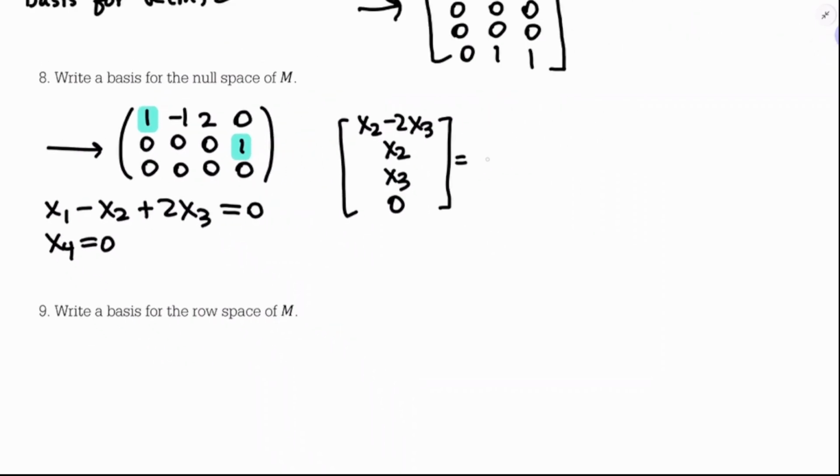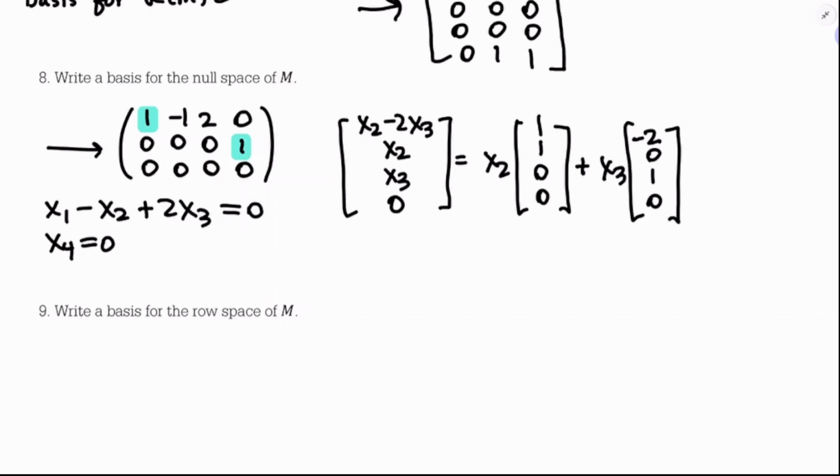So I'm going to say x2 multiplied by 1, 1, 0, 0, plus x3 multiplied by negative 2, 0, 1, 0. And then that's my null space right there, and those two vectors form a basis for it. So the basis for the null space of M would be 1, 1, 0, 0 and negative 2, 0, 1, 0.